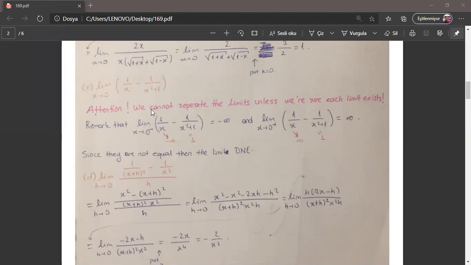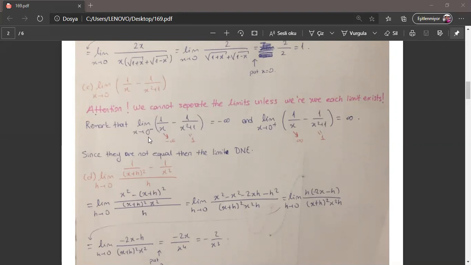So we have some attention here because this is important. If you don't know whether the limits separately exist, then you cannot separate this given limit. If you don't know that this and that separately exist, then you cannot separate the given limit. So as we don't know if their limits exist, we just make some operations for the given function. So let's compute for the left and the right ones.